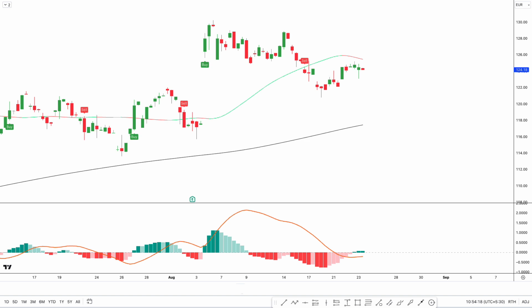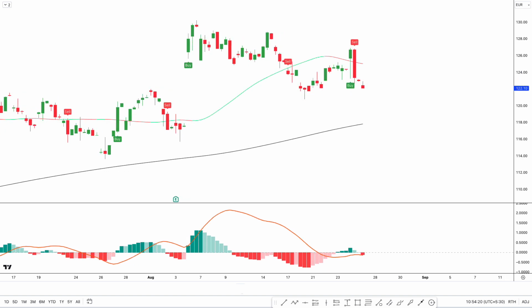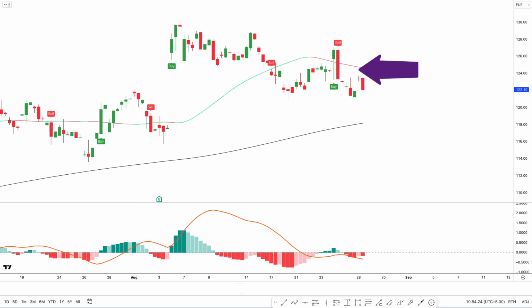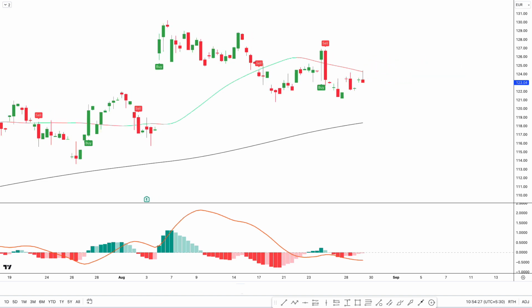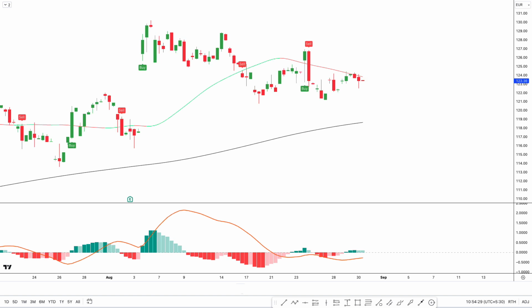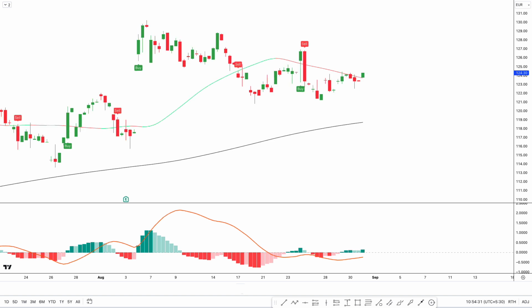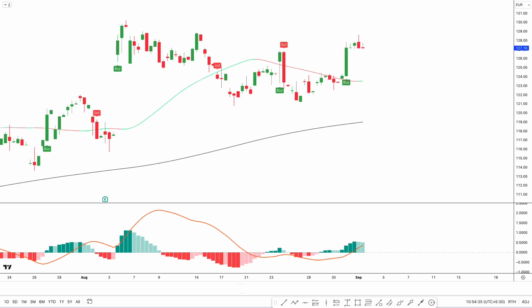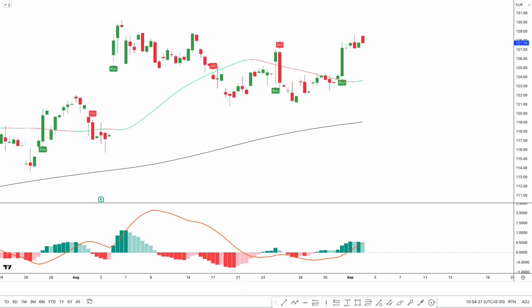Third, we need a pullback to occur. For that, we need this green line to change color to red to confirm the pullback. Now, an important thing to remember is that during this pullback, basically from here to here, the price candles should not break and close below this white line. They can touch it with a wick, but they shouldn't break and close below it. If any of the candles happens to close below it, that setup becomes invalid.